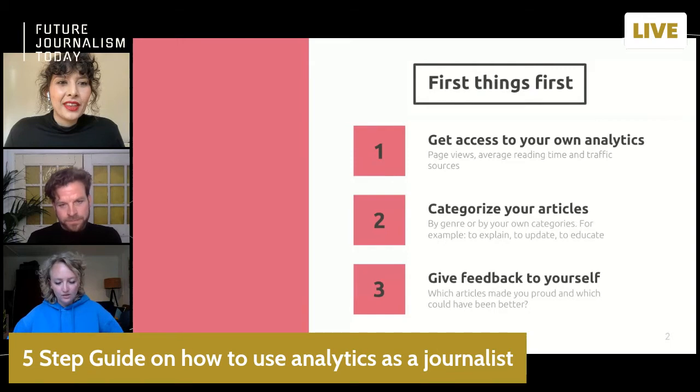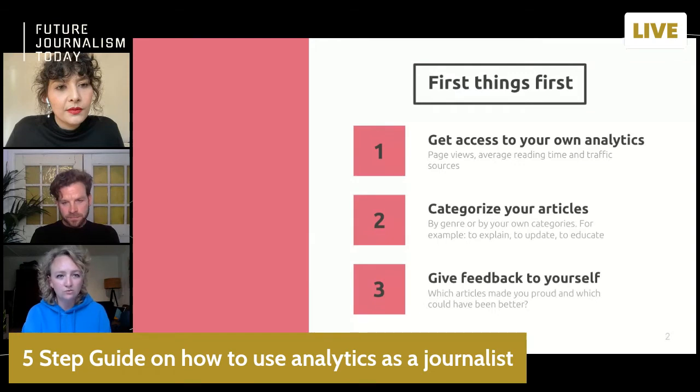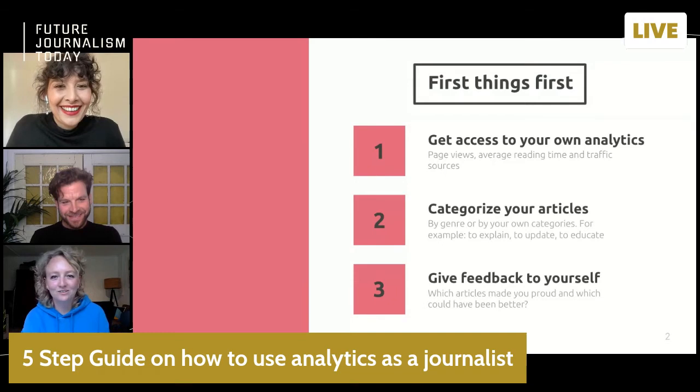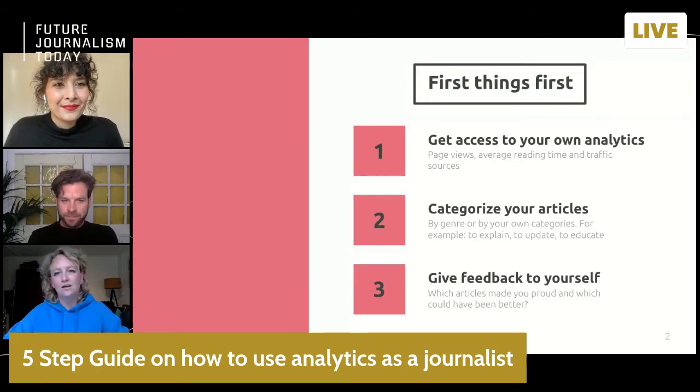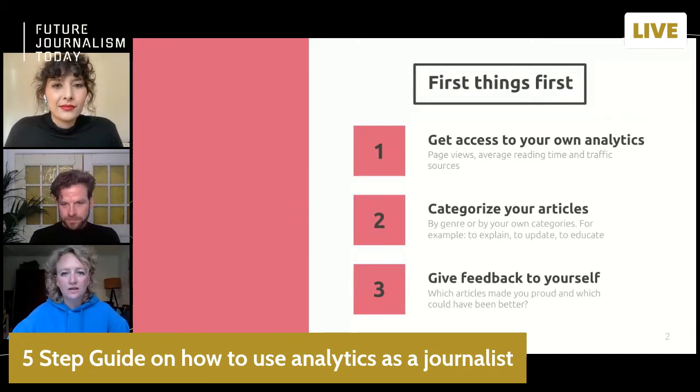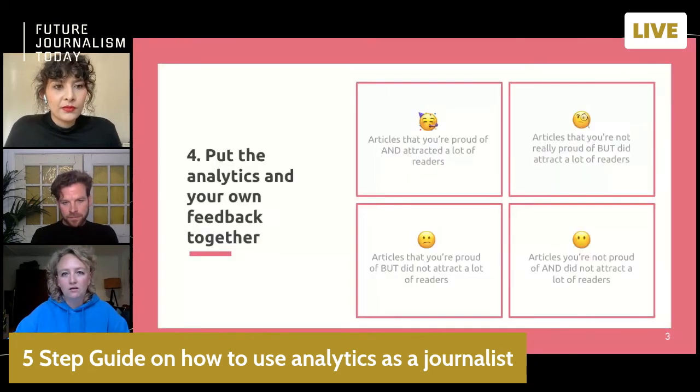Yep. Well, then step 3, you start giving feedback to yourself. So which articles make you proud? Which would you want to send to your mother? And which ones did you think, I could have done better? So what I did, I marked the newsletters which I was proud of with green, and the ones I thought could have been better, I made red. So then you have this Excel sheet with your analytics, they're categorized, and you've given yourself feedback. And then comes the next step.